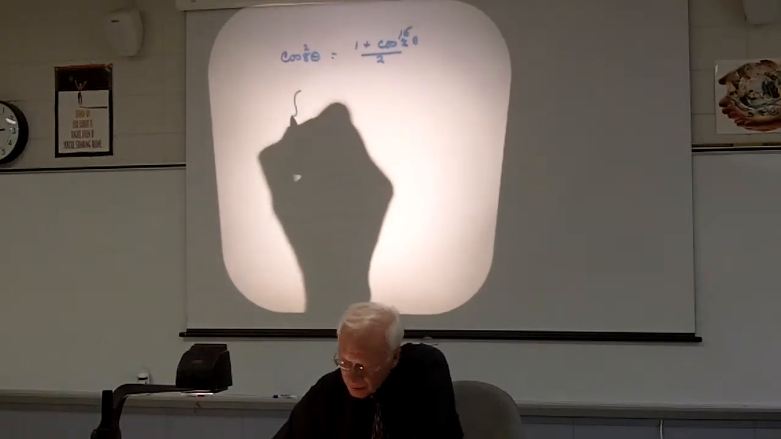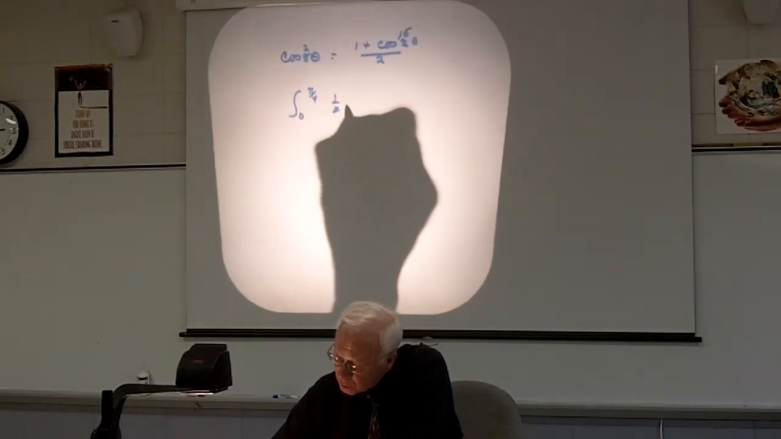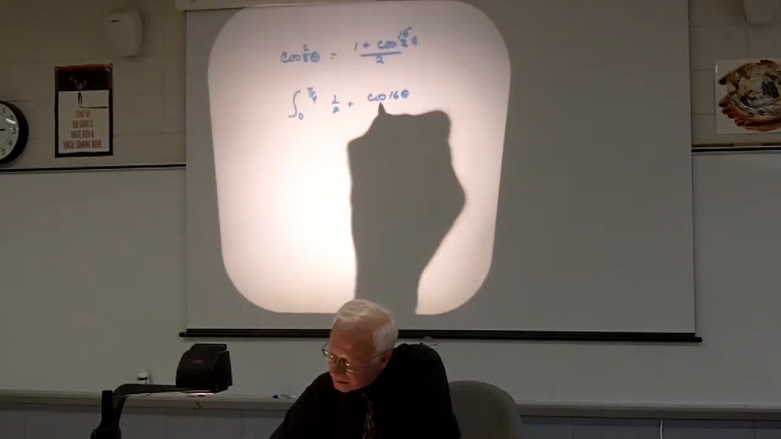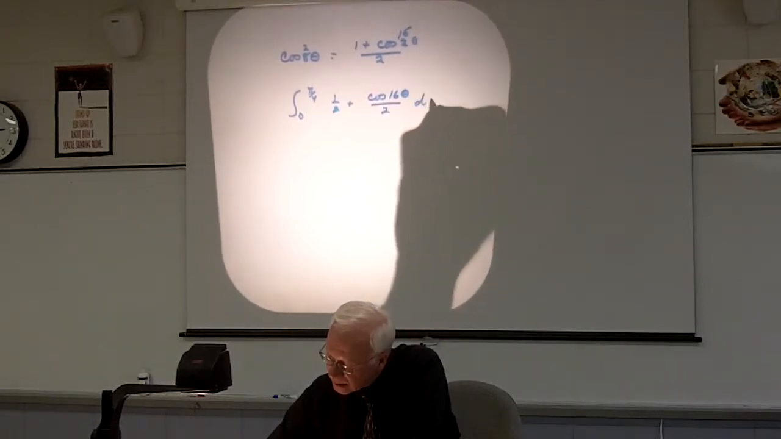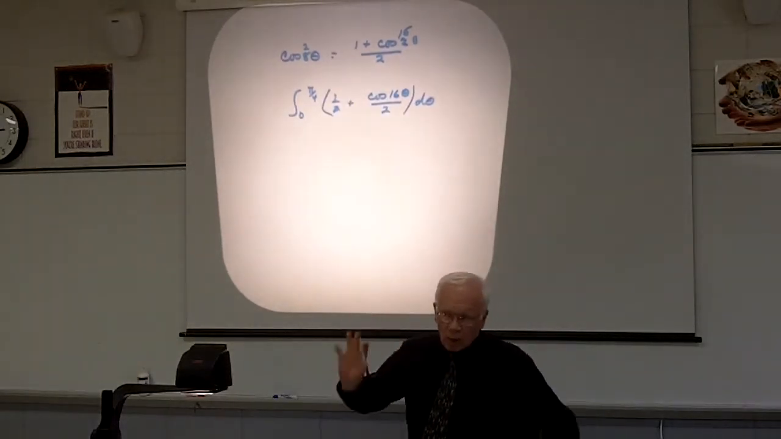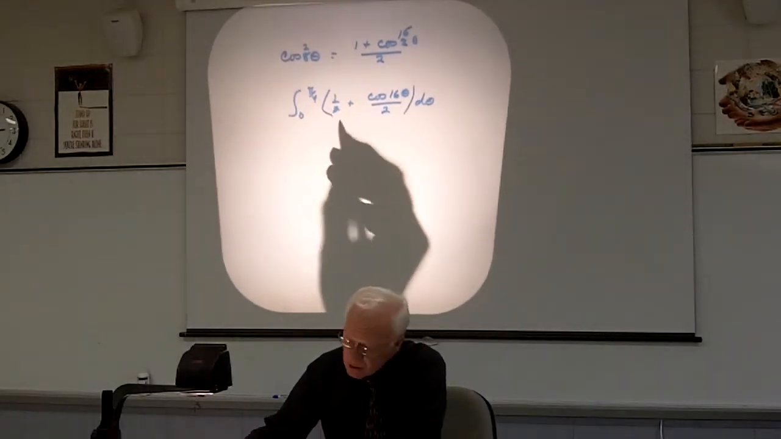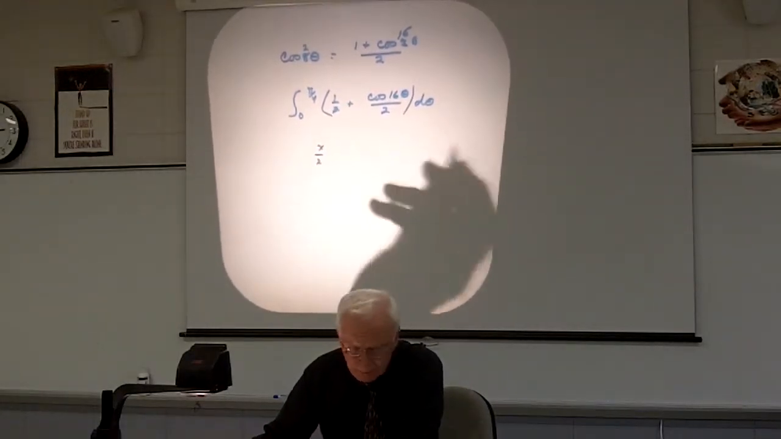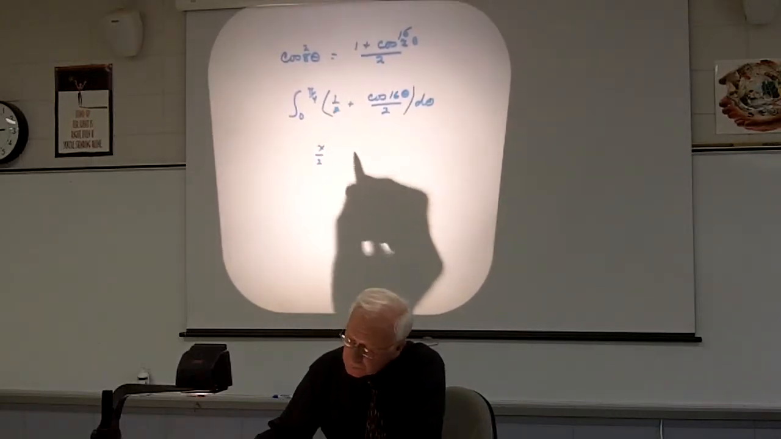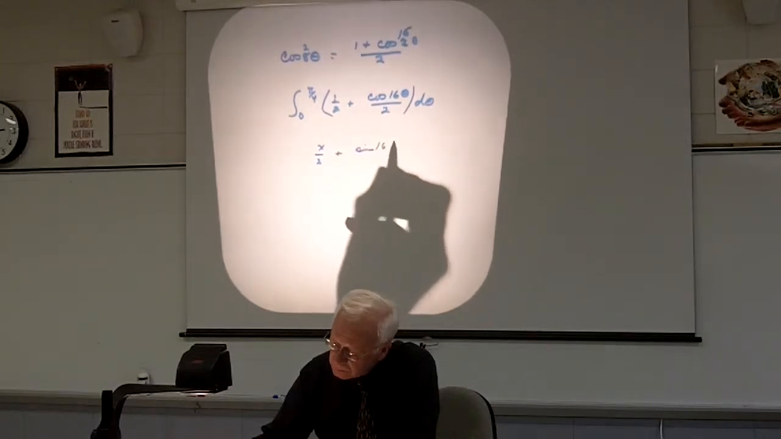So now I'm going to evaluate that from 0 to pi over 4, like this, and then I have the integral of 1 over 2 plus cosine 16 theta over 2 d theta. Now I'm going to take it one more step, and then I think I'm going to quit. What's the antiderivative of this? Half x. X over 2, right? That's this. What is the antiderivative of this? Sine of 16 theta.